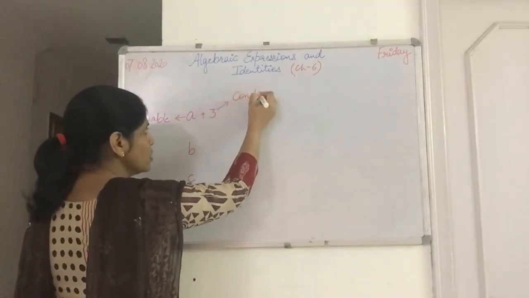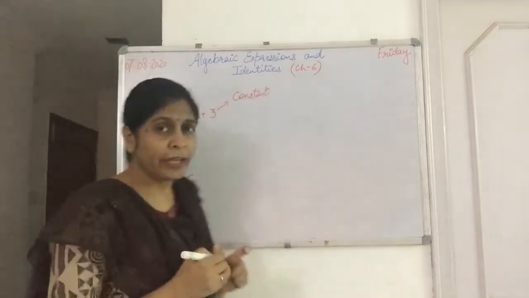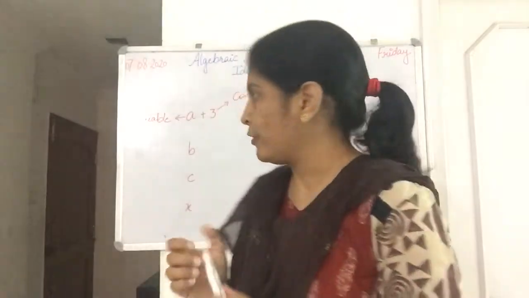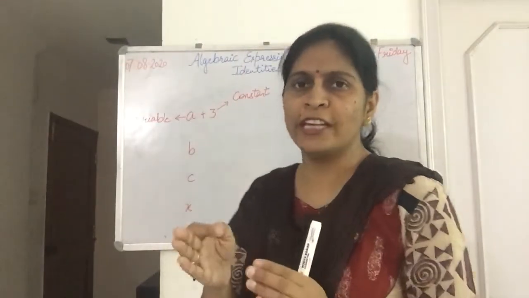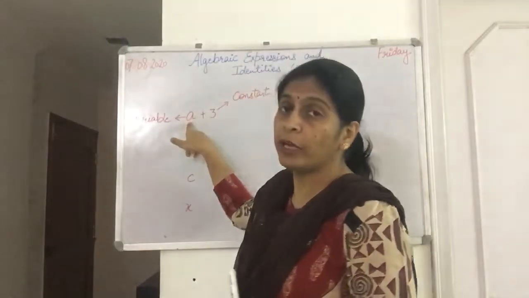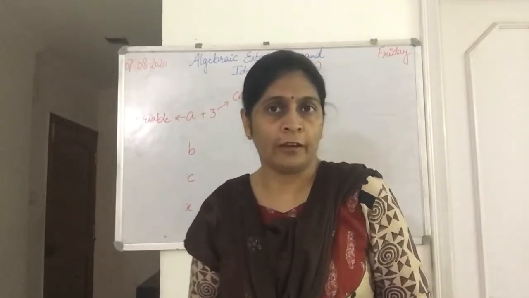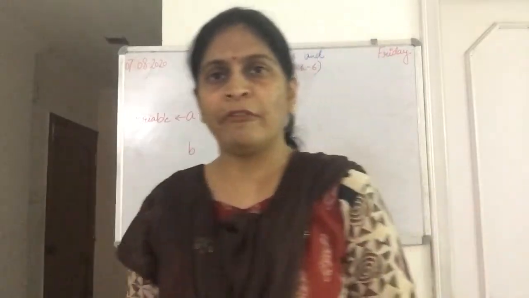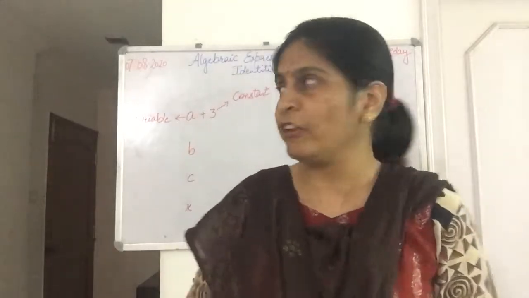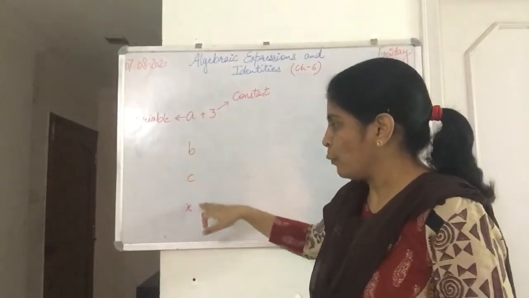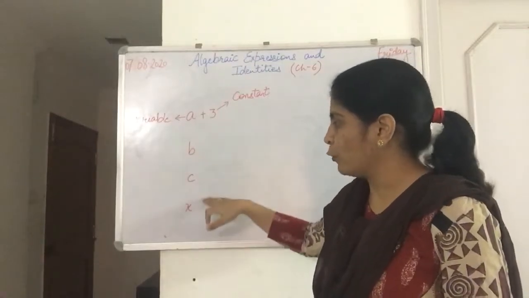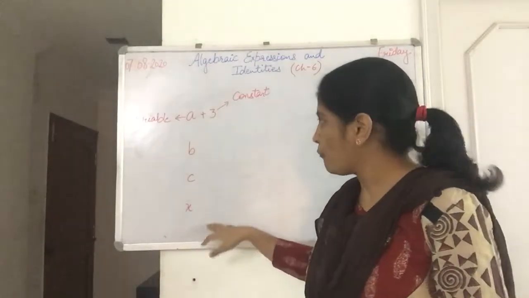Why is it called a constant? Because it has a fixed value on the number line. If we talk about the number 3, 3 is always between 2 and 4. But when we talk about a, we don't know the value of a. It might be 1, it might be 4, it might be 30, it might be 40, anything. That is the reason we call them variables, and they are denoted by small letters of the English alphabet.